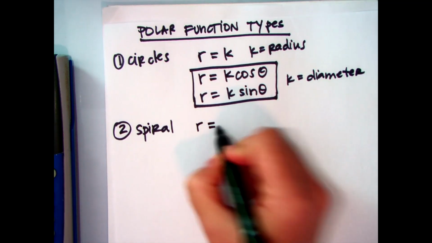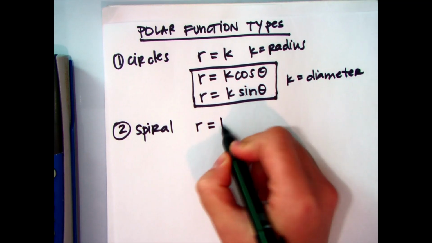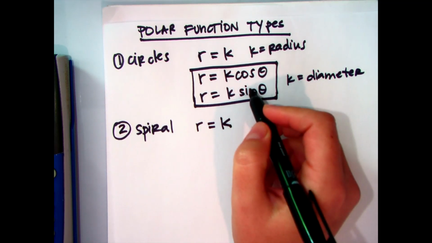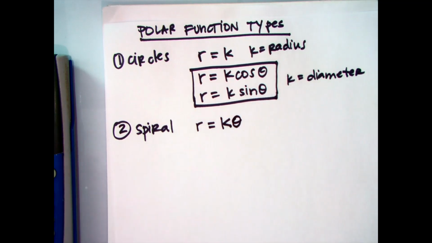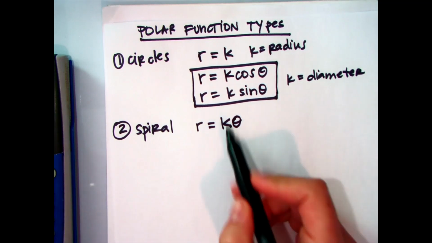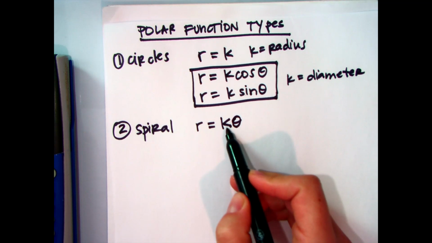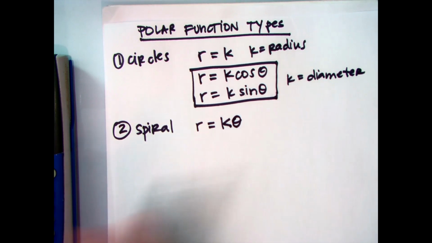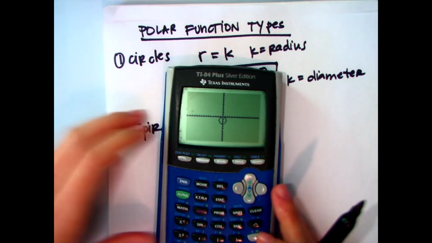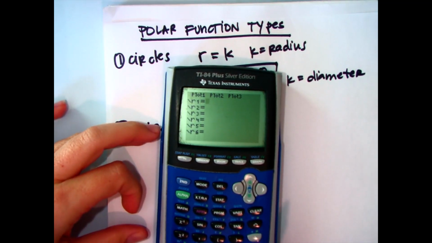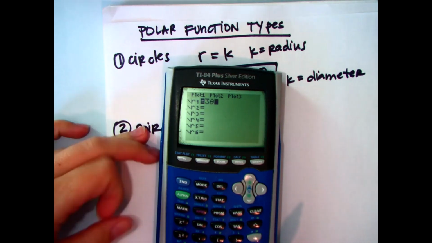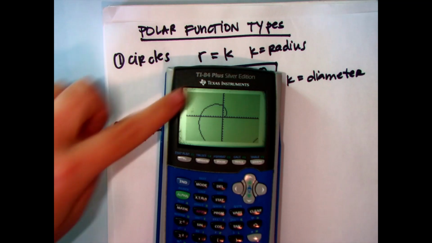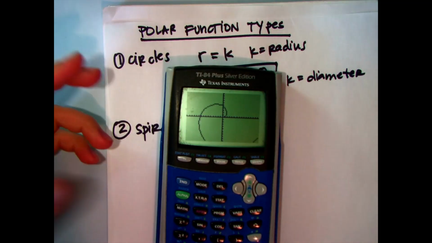So you can produce a spiral by taking that k value, but this time instead of multiplying it by the sine or the cosine of the angle, it's just k times theta. And when we do this, k controls the tightness of the spiral. So the smaller the value of k, the tighter the spiral is going to be. So of course, I want to show you what happens. So now let's just do 3 theta, and hit graph, and it produces a spiral, and it continues to go unless we gave it some sort of boundary.